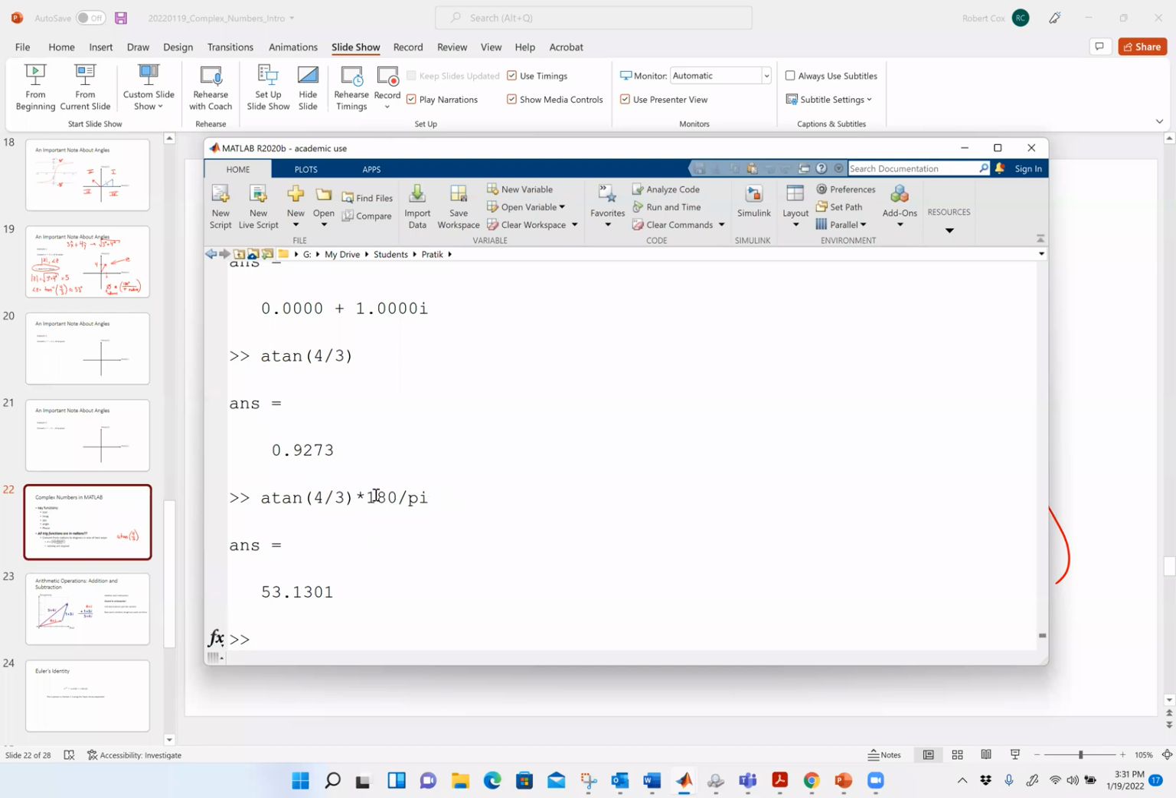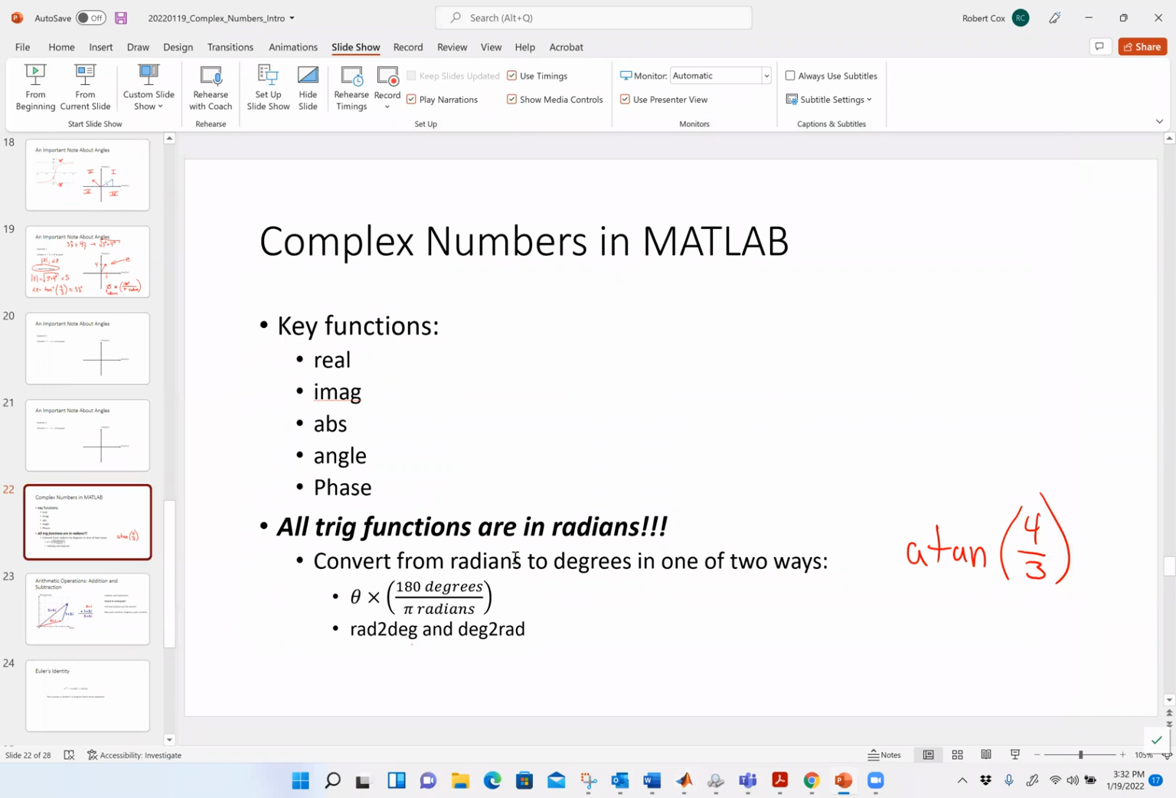So I did my own manual conversion. But there is this function rad2deg, and I can put that atan in there, and that'll do the same thing. You're welcome to use those functions. I find it simple enough to just know how to do the unit conversion: I multiply by 180 over pi, and that makes the conversions for me. But MATLAB has these other functions for me: real, imag, abs, angle, and phase.